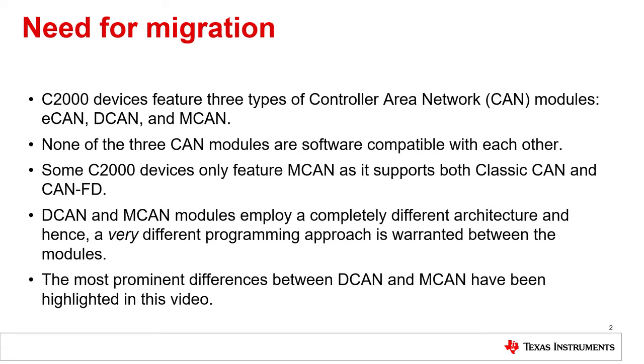What is the need for migration? Well, C2000 devices feature three types of CAN modules: ECAN, DCAN, and MCAN. None of the three CAN modules are software compatible with each other. Some C2000 devices only feature the MCAN module, as it supports both classic CAN and CAN-FD. Please refer to the device datasheet to figure out which CAN modules are present for your device. The DCAN and MCAN modules employ a completely different architecture, and hence a very different programming approach is warranted between the modules. Some of the most prominent differences between DCAN and MCAN have been highlighted in this video.